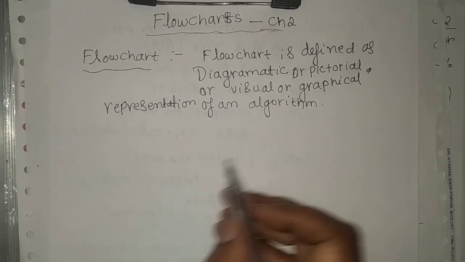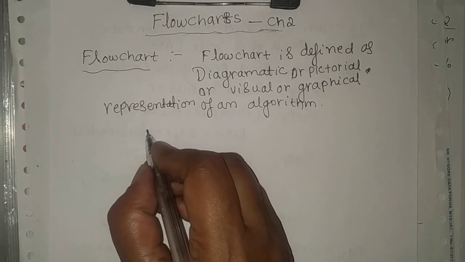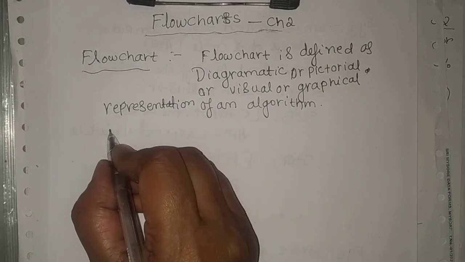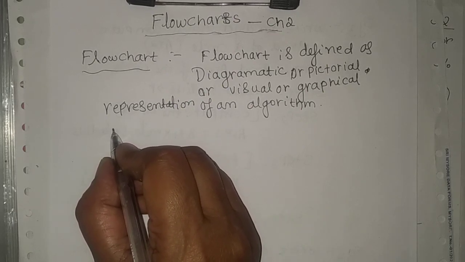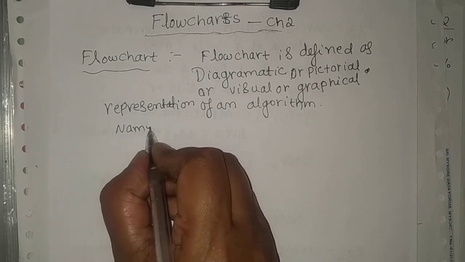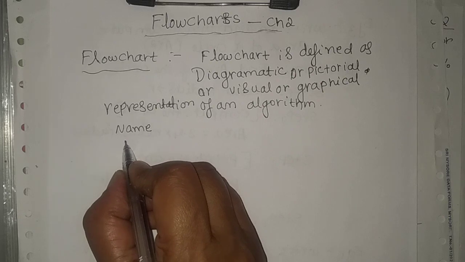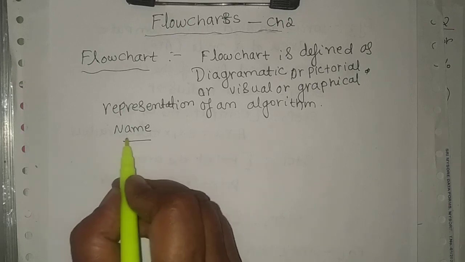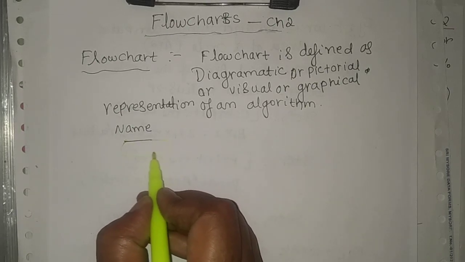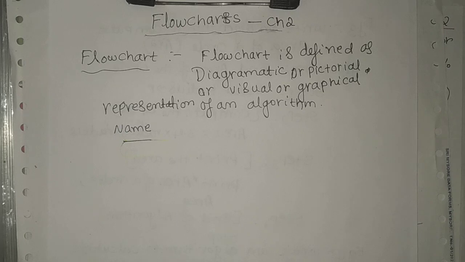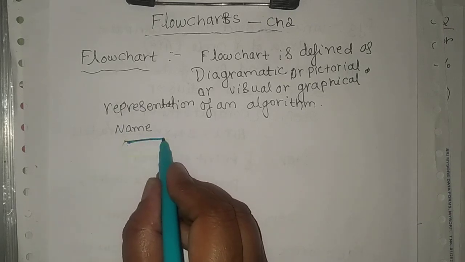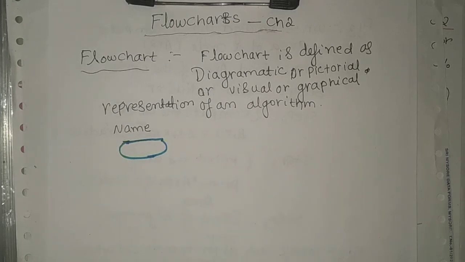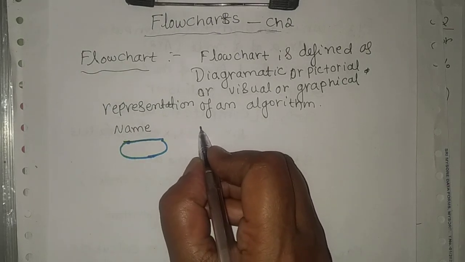So we'll study what are the symbols or the geometrical figures used. First we'll see what is the name of the geometrical figures or symbols used. For example, we'll take the first one. It's not visible here, I'll write in this. So this represents an oval shape. So the name of the shape is oval.